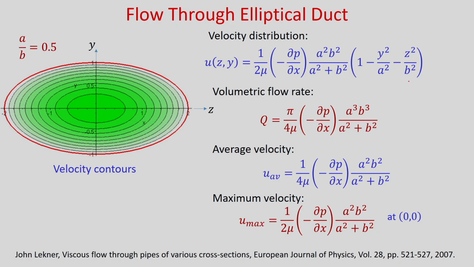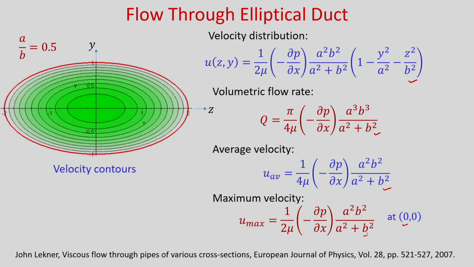So, after that we found the volumetric flow rate, and once we found the volumetric flow rate, we could find the average velocity, and we know the maximum velocity will occur at the central line, and we have put y is equal to 0 and z is equal to 0 in the expression of velocity profile, and we found the maximum velocity. So, you can see that this is the velocity distribution whatever we have found, and this is the volumetric flow rate, and average velocity just we have divided by pi a b, which is your area.